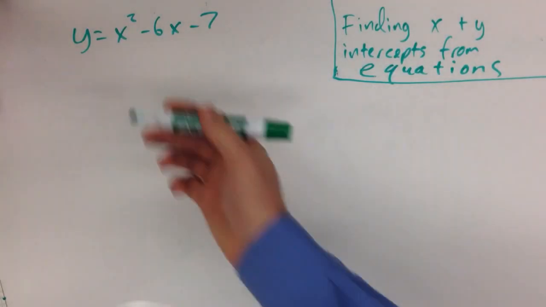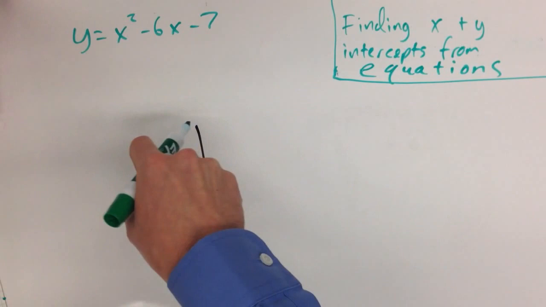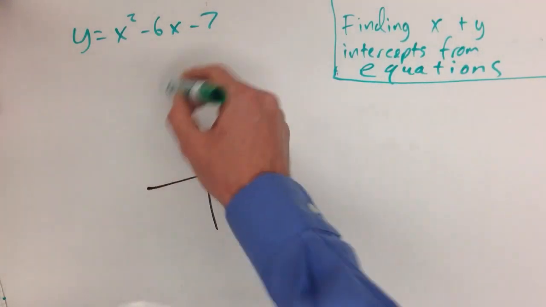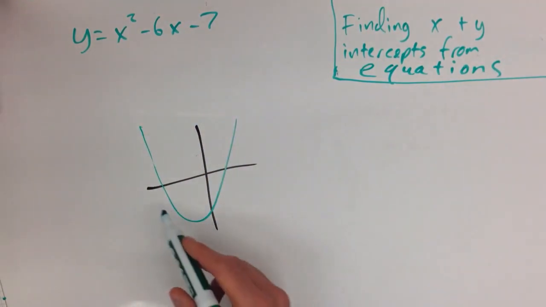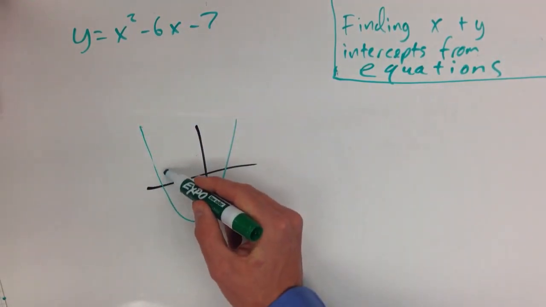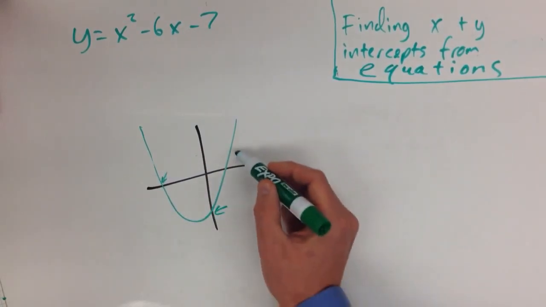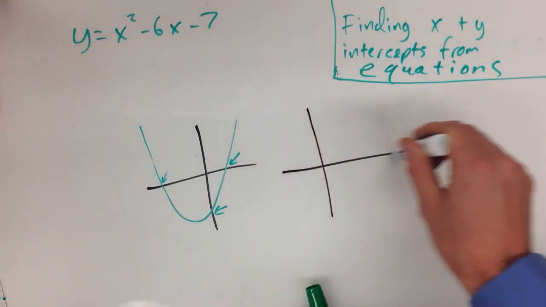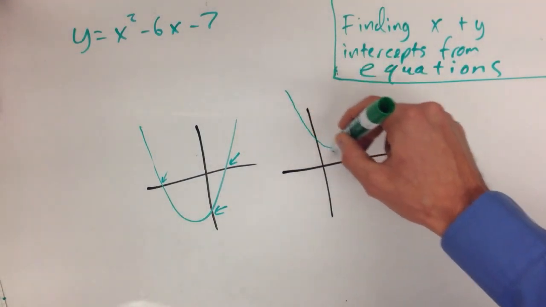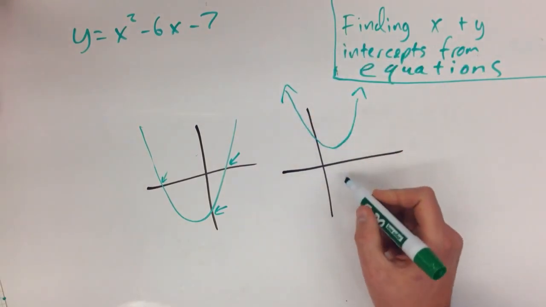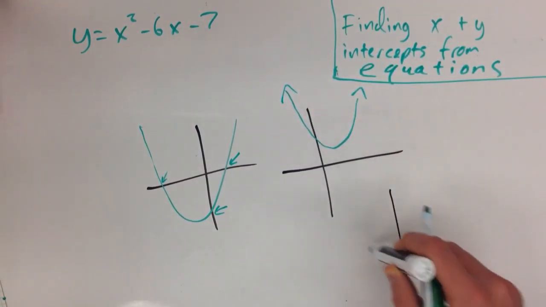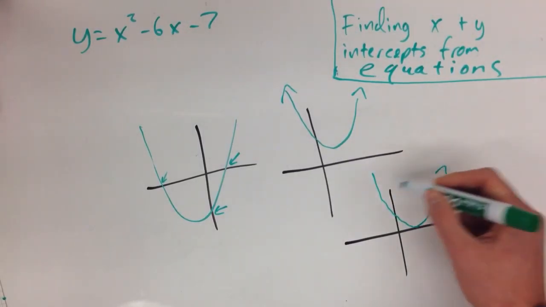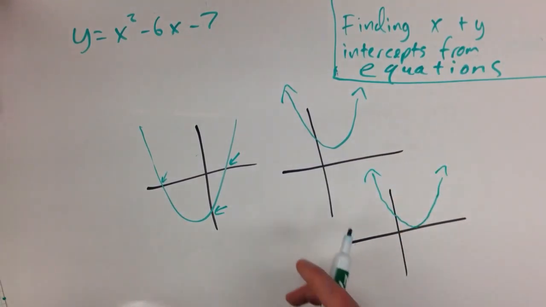So I've got this equation, and I know, caution, this is not what it looks like. I know that if I graph this equation, it should be somewhat parabolic. And I know that all parabolas will have x-intercepts or y-intercepts. I mean, sometimes parabolas can have no x-intercepts, like this. And sometimes parabolas can have just one x-intercept, like that. But they'll always have a y-intercept.